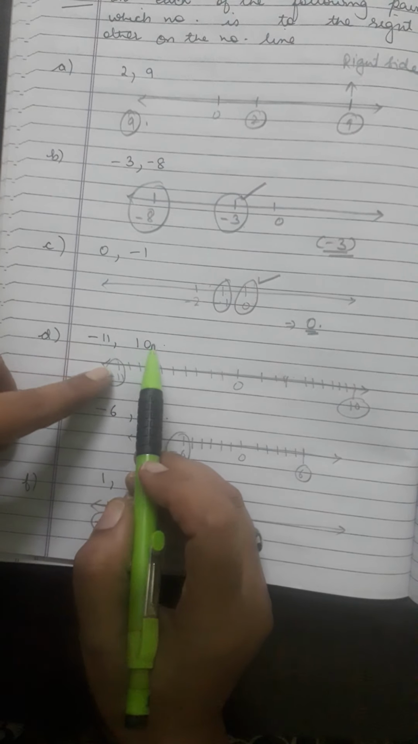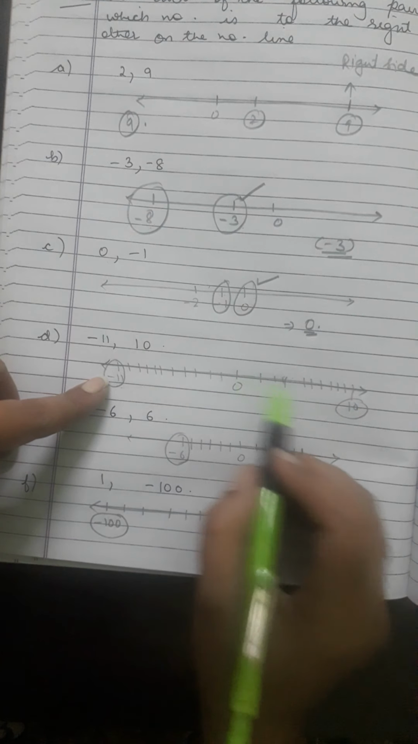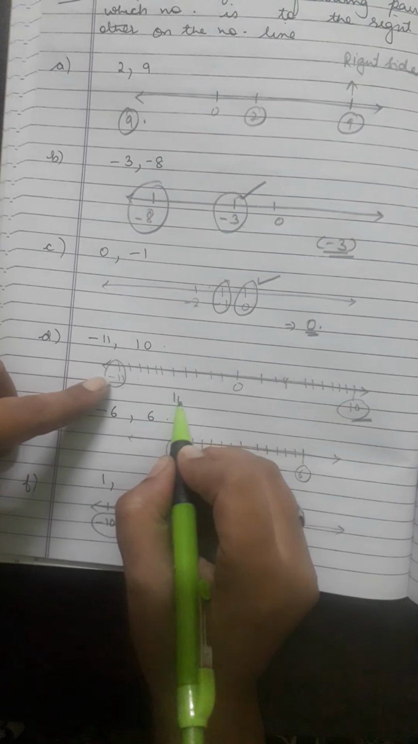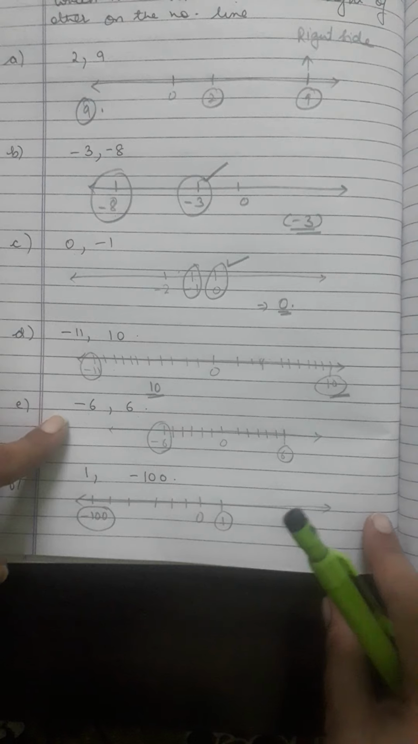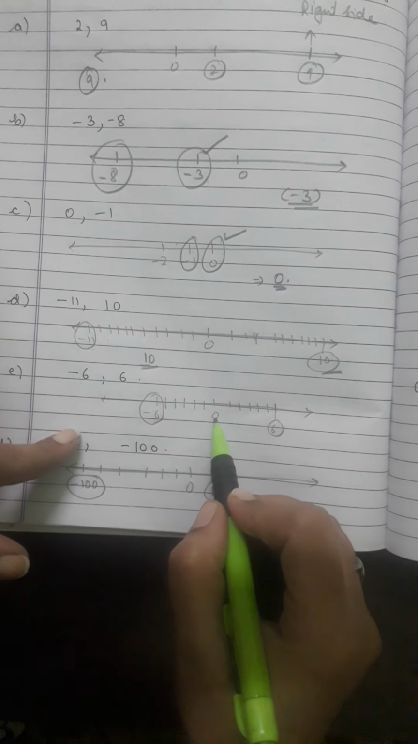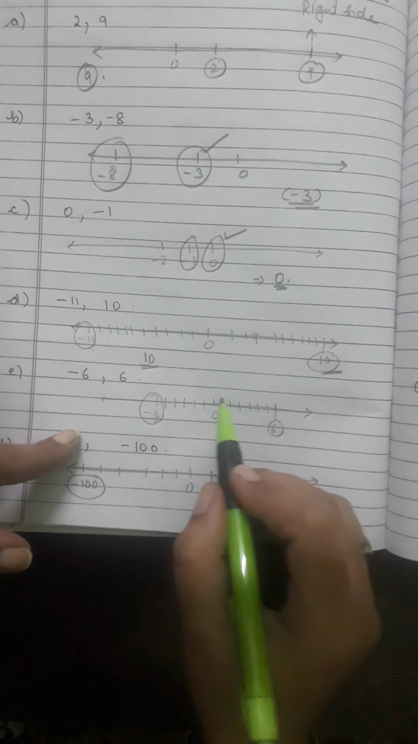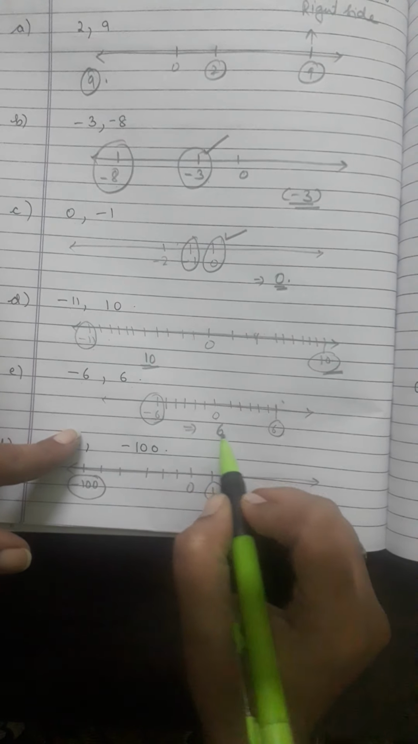Similarly here minus 11 and 10. So we have plotted minus 11 and 10. Which number is on the right hand side? It is 10. Similarly the E part, it is minus 6 and 6. So minus 6 will be on the left hand side of 0 and 6 will be on the right hand side of 0. Okay, so which is on the right hand side? It is 6.